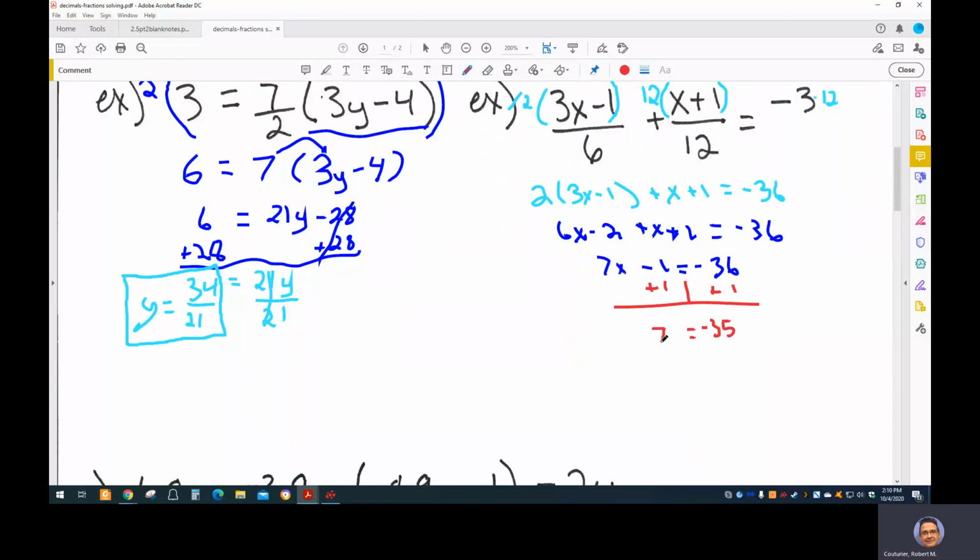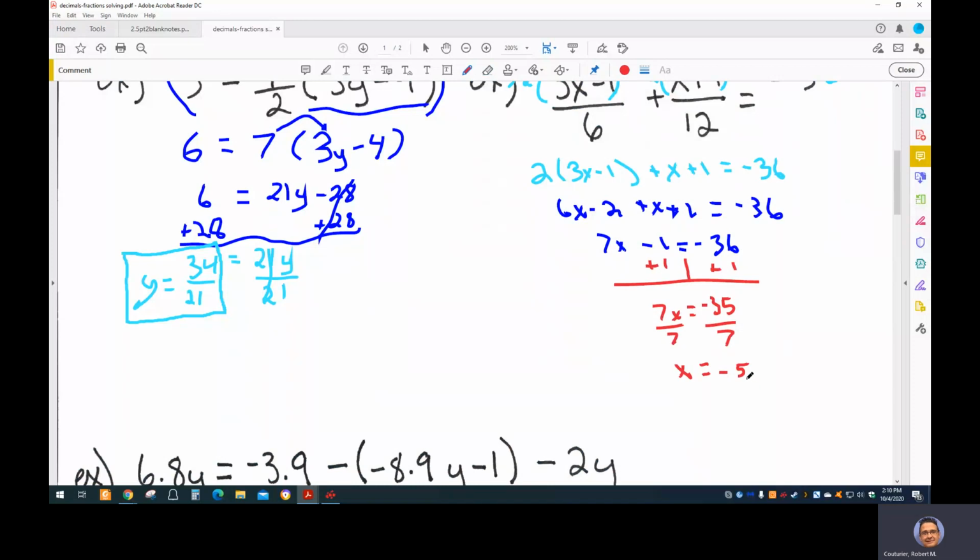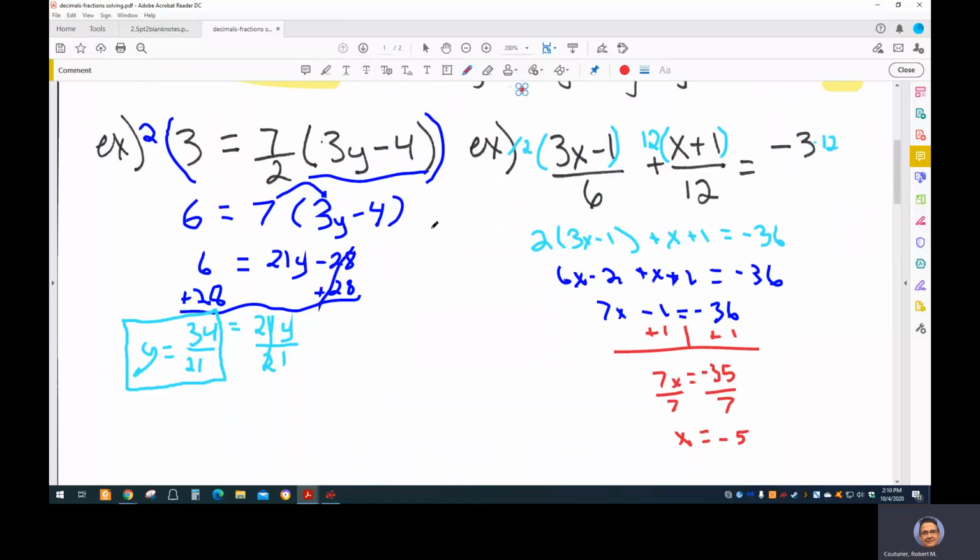We carry down our 7x and notice, yes, x is not by itself. Divide by 7. And hopefully our division skills tell us a negative divided by a positive becomes a negative. 35 divided by 7 is a 5. Nice, pretty numbers here. Again, multiplying by our denominators helped get rid of a lot of this. Maybe in this one it wouldn't have been so hard, but in this one it really saved us some work, because this is just not fun.